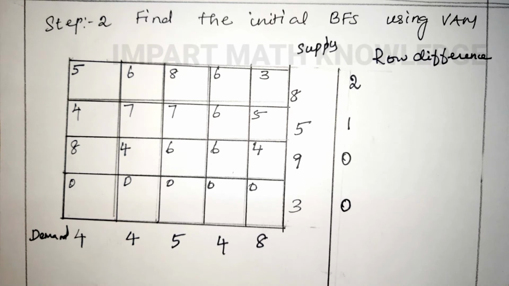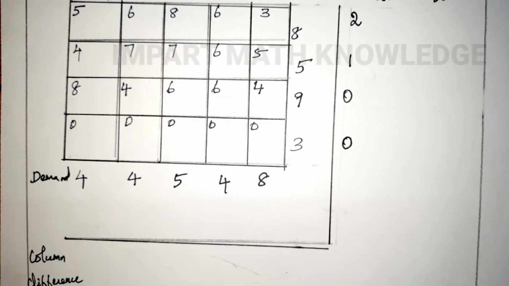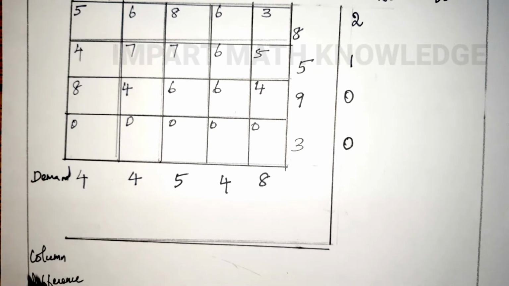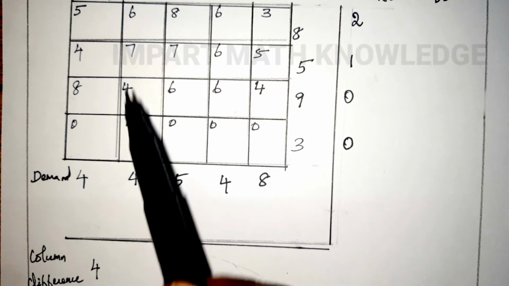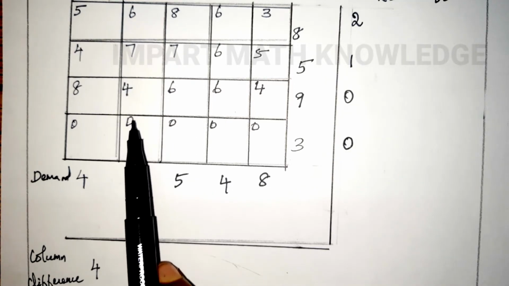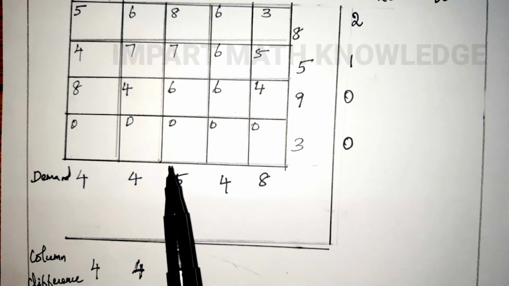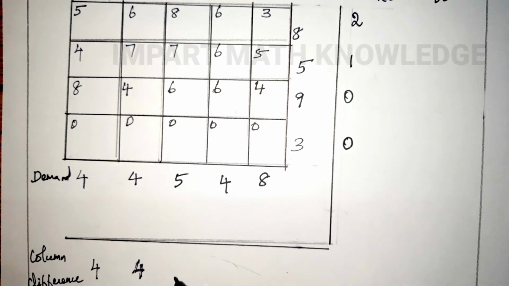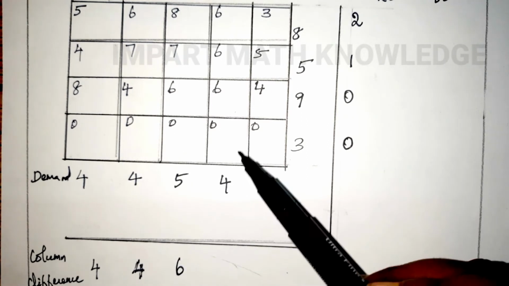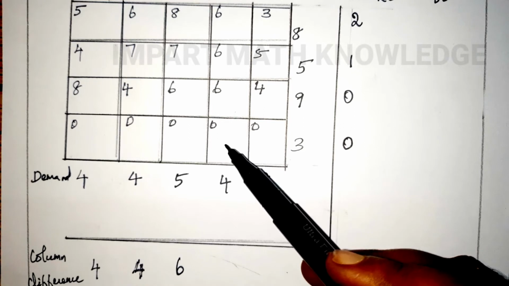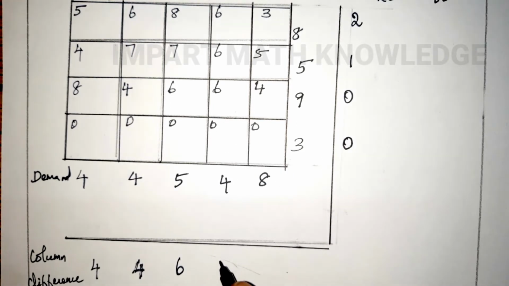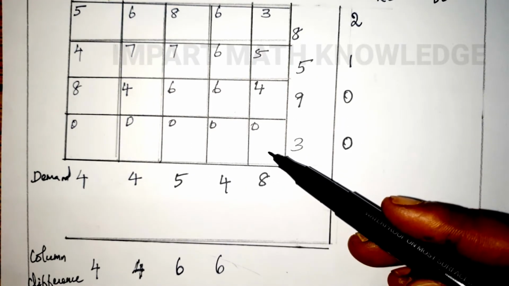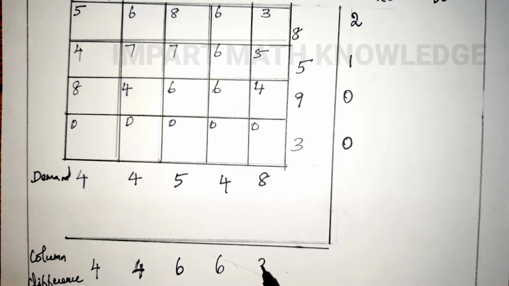Similarly, how to find the column difference. The first column, the least number is 0. The next least is 4. The difference is 4. Second column, least number is 0. Next least is 4. Difference is 4 again. Third column, least number is 0. Next least is 6. So the difference is 6. Fourth column, the least number is 0. Next least is 6. So the difference is 6. The last column, least number is 0 and the next least is 3. So the difference is 3.